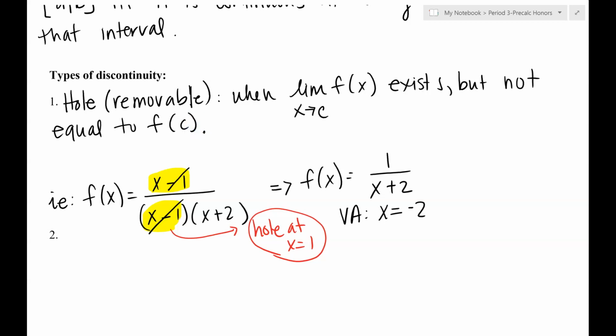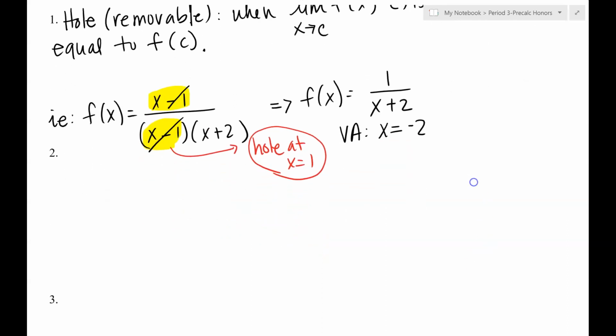Because think about our IE down here. X can never ever be 1 and x can never ever be negative 2. But there's only one VA at x equals negative 2. That means at x equals 1, it still doesn't exist. So what that means is that there's no value at that location, but you still have a limit. So that's why, by the definition of discontinuity, it makes a removable, aka a hole.